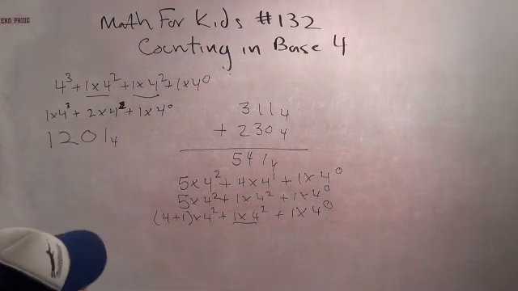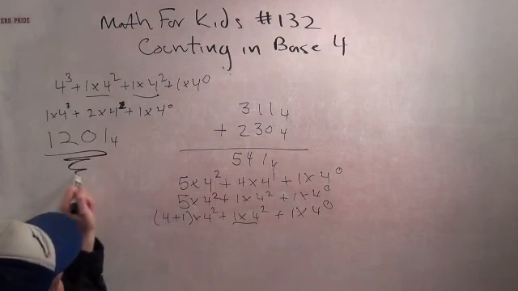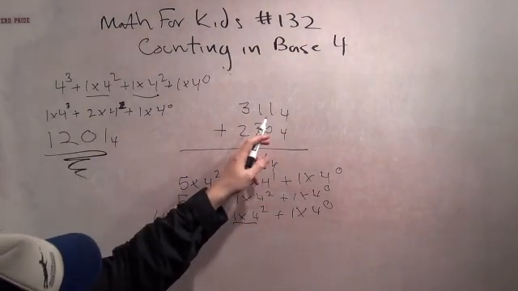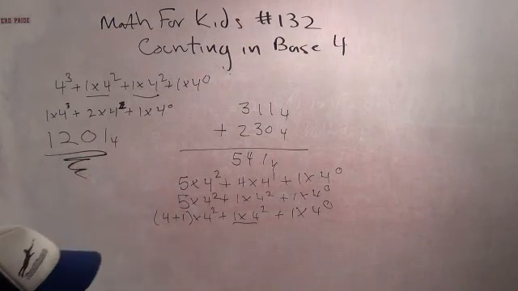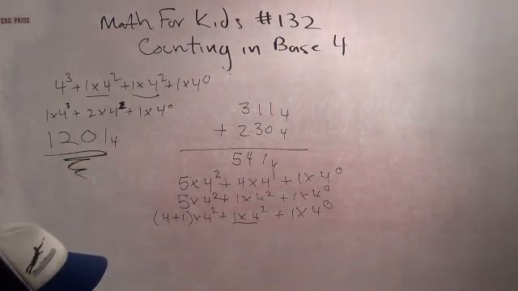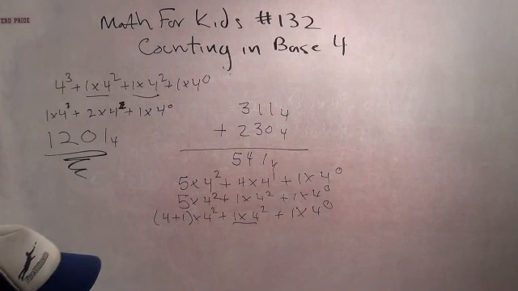So that's a little complicated. I'm not sure how well that showed up on the video. But we get 311 base 4 plus 230 base 4 is 1201 base 4. Maybe tomorrow we'll do a little bit of extra practice.